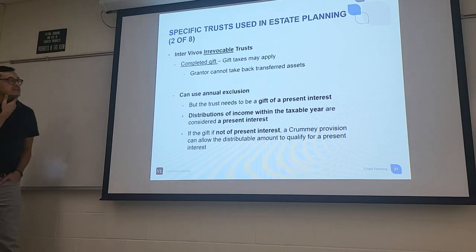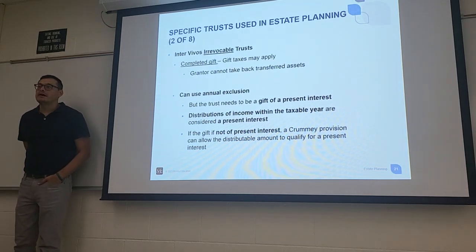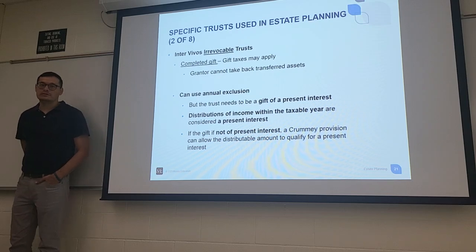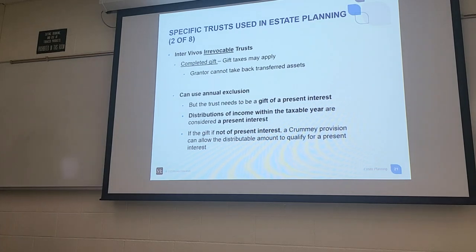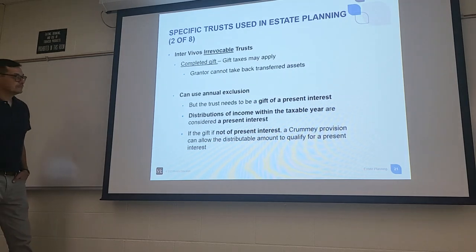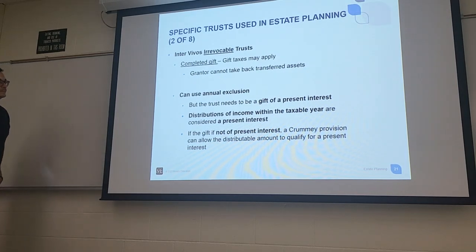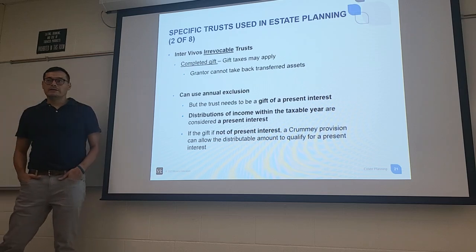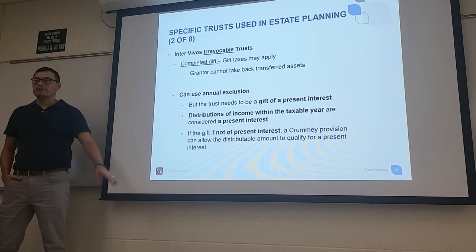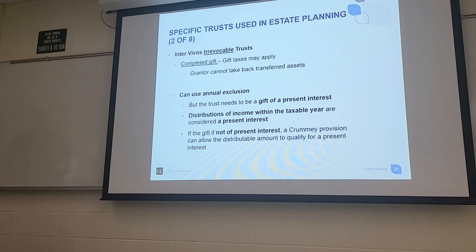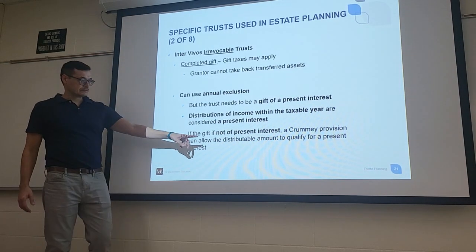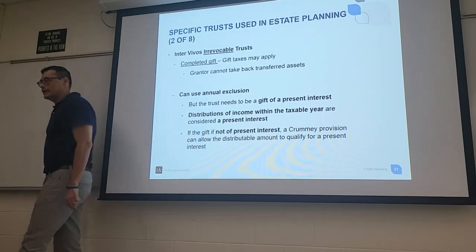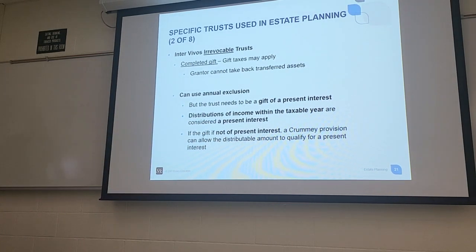Okay, inter vivos irrevocable: I'm alive, I cannot take this decision back. This is a completed gift. So gift taxes may apply, but you can also use the annual exclusion in this one. So sometimes you might want to fund this little by little. Now, not all of it, the remainder part, okay, the income part will be a gift of present interest, the remainder part will be the future interest, so you won't be able to use the annual exclusion for that one. This is what I was talking about earlier, you can use the Crummey provision to extend that annual exclusion every year.